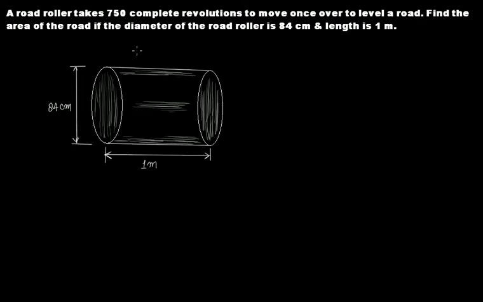Okay. And the diameter is 84 centimeter. So if the diameter is 84 centimeter, then what will be the radius of this cylinder? Radius will be diameter divided by 2. This is the formula of radius. So if you calculate your radius, let's denote it by r. So r is equal to 84 divided by 2, that is 42 centimeter.